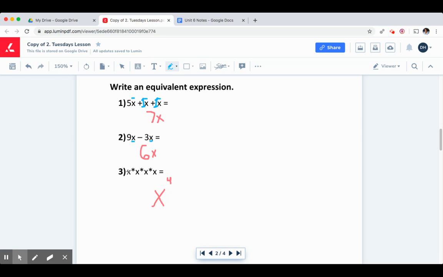For number 3, you have to notice that this is different. This is multiplication. Okay, so multiplying variables, and here we're multiplying x repeatedly by itself, so that should automatically tell you that x is being multiplied by itself 4 times. So x would be our base because it's being repeatedly multiplied by itself. We count up the number of times it's being multiplied by itself, and that would be our exponent. So the answer here would be x to the 4th power.